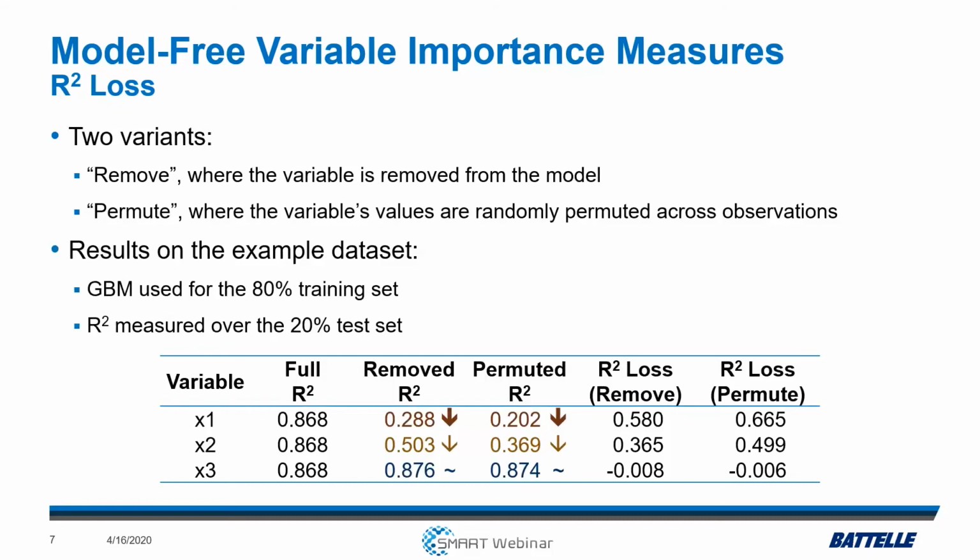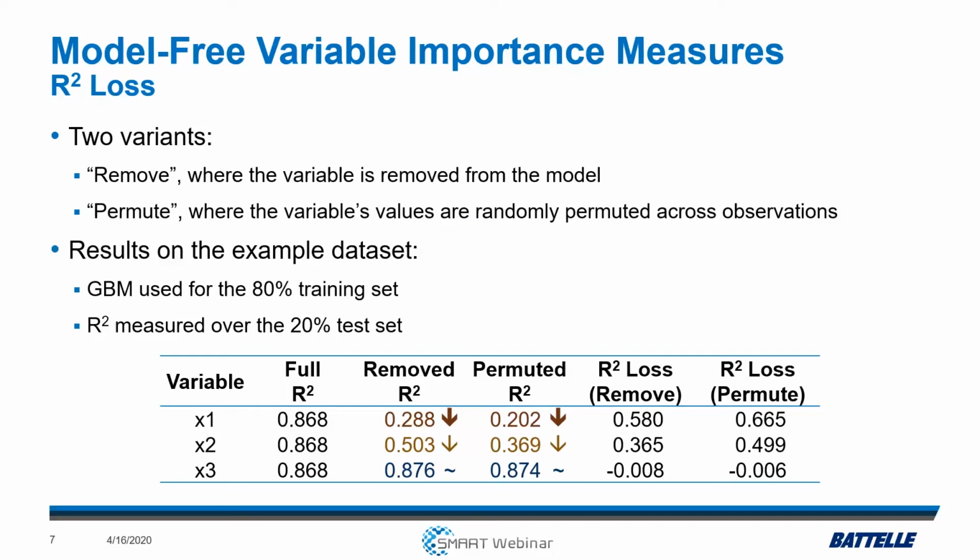The other one is a permute strategy, where you take the values of that variable across the predictors and you just scramble them up randomly. And again, whatever relationship that predictor has with the response is now going to be completely broken by doing that. That's similar to what would happen in a random forest if you're doing variable importance. It does something similar with the out-of-bag samples in each tree.